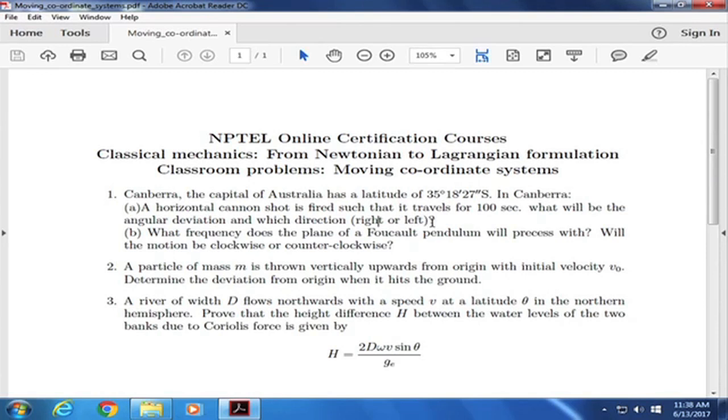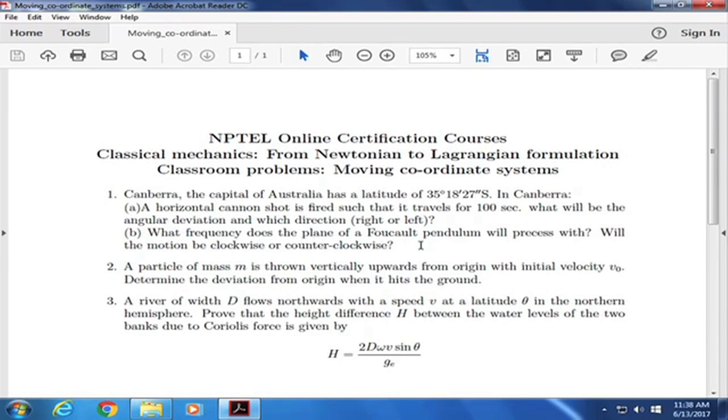Now, it happens to be in the southern hemisphere, this S means southern hemisphere, and in the southern hemisphere the deviation has to be to the left of the original direction. Okay. So, left is the right answer. Now, let us move to the second part.